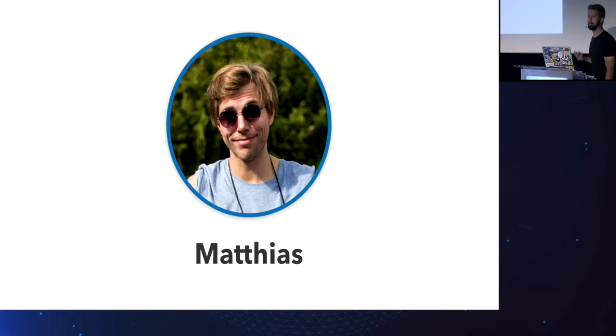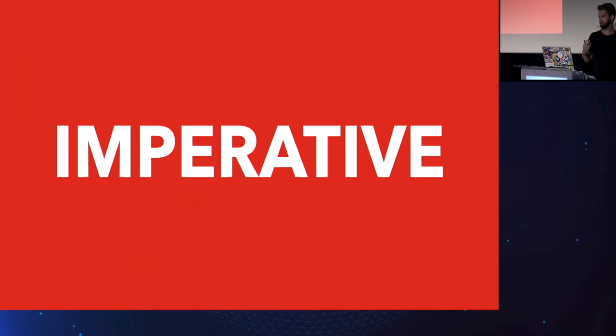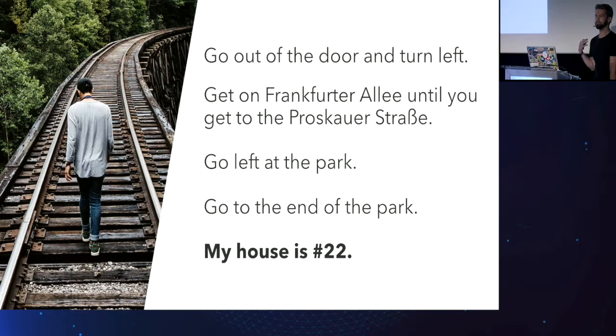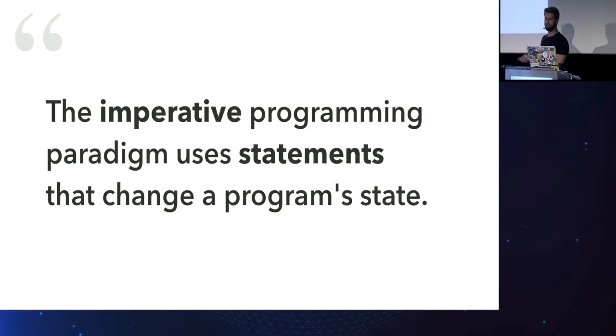So there are two ways how I could get Matthias to my apartment. First of all, there's the imperative way of getting him to my door. And this would be basically, Matthias, get out of your door, to the left, to the Frankfurter Allee, then again to the left, then to the right, Proskauer Straße, then to the Forkenbergplatz, which is a lovely park, and then my apartment is in number 22. So this is the imperative programming paradigm that uses statements to describe control flow or program state. So Matthias is the program here, step by step by step.